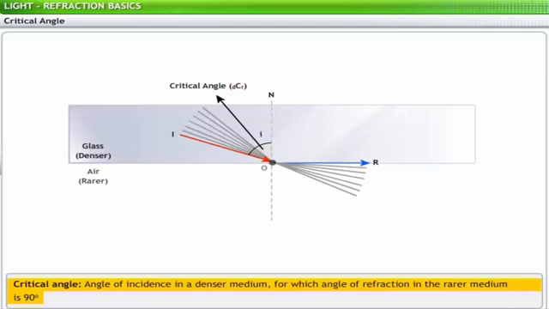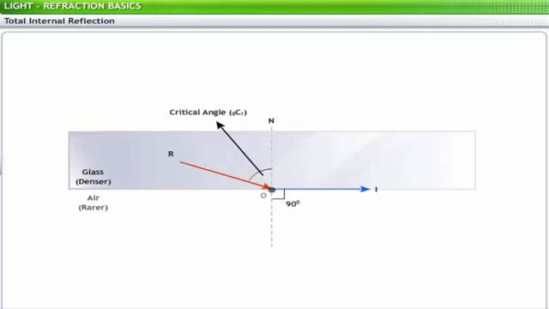As the refracted ray travels along the surface, it makes an angle of 90 degrees with the normal. Thus, we can say that at the critical angle, the angle of refraction is 90 degrees. If the angle of incidence is more than the critical angle, the ray does not refract out; that is, it gets reflected back into the same denser medium. This phenomenon is known as total internal reflection.